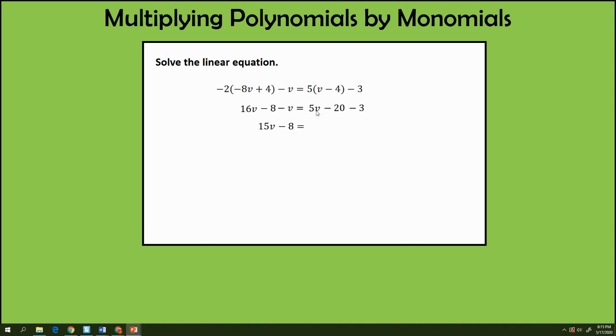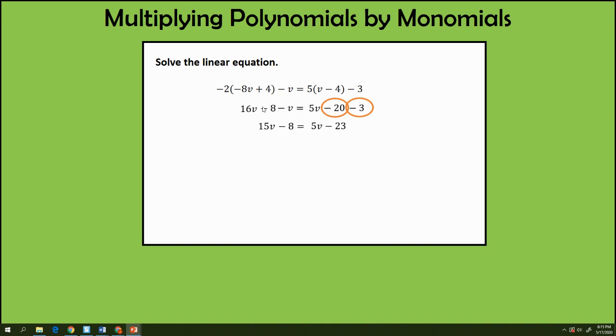Okay, on the right side, I have three terms: 5v, negative 20, negative 3. And now my constants, my numbers, are the like terms. Negative 20 and a negative 3 is going to give us a negative 23. So 5v minus 23 is what the right side will simplify to.